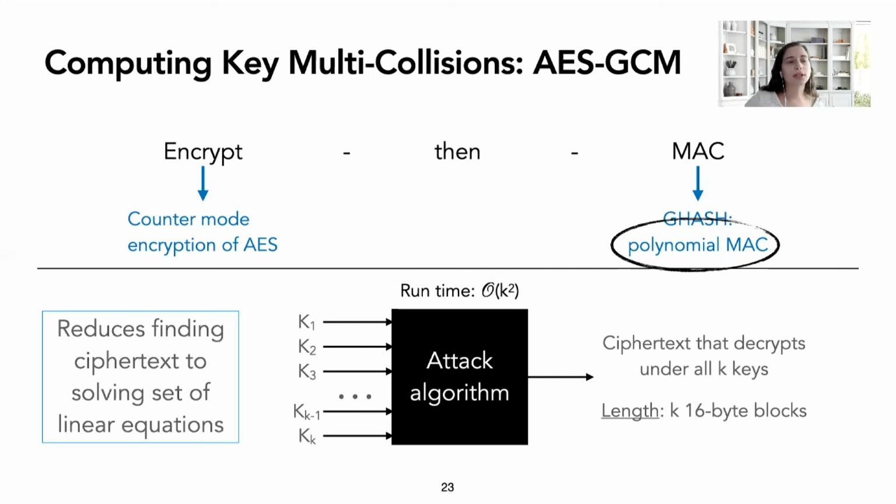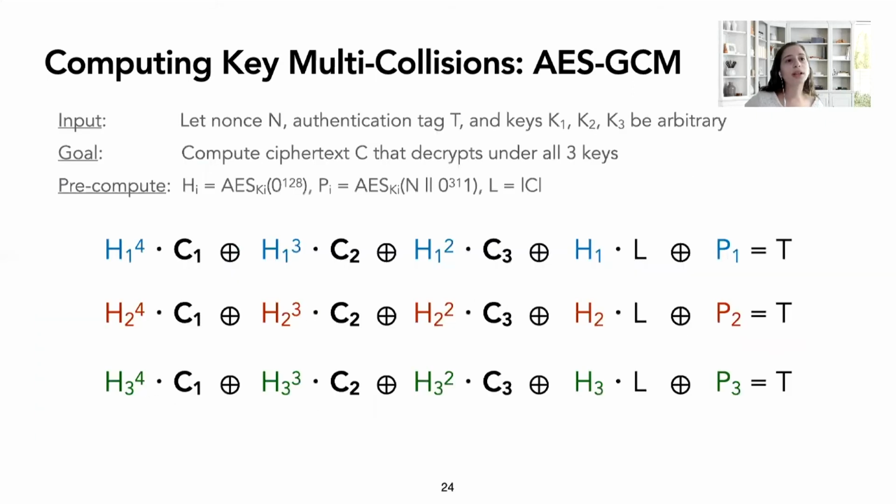Now, what really enables our attack here is the fact that GHASH is a polynomial MAC. This reduces finding a ciphertext to solving a set of linear equations. I'll now go over a quick example with 3 keys. Our input will be a nonce, an authentication tag, and the 3 keys. Our goal is to compute a ciphertext that decrypts under all 3 keys. First, we pre-compute values, which will be the coefficients of our system of equations. Our system of equations will have 3 variables, with each variable representing a ciphertext block. This means our final ciphertext will have 3 blocks.